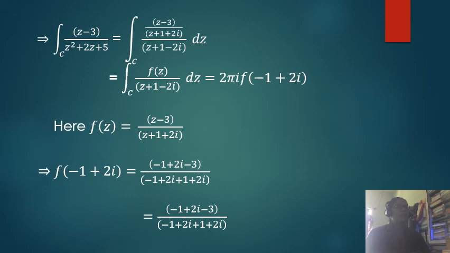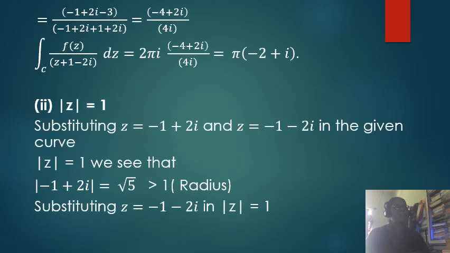Therefore the denominator can be written in terms of the singular points, and the point that lies outside the circle can be taken as f of z. So the integral of f of z by z plus 1 minus 2i dz is equal to 2 pi i into f of a, where a is nothing but minus 1 plus 2i. Here f of z is equal to z minus 3 by z plus 1 plus 2i. And therefore on substituting we get the value equal to 2 pi i into f of a, which is equal to pi into minus 2 plus i.